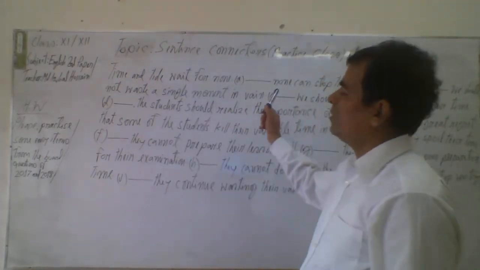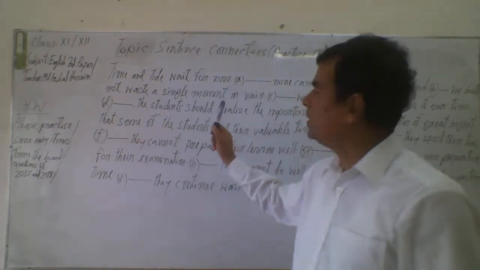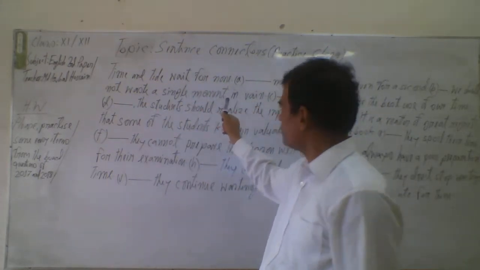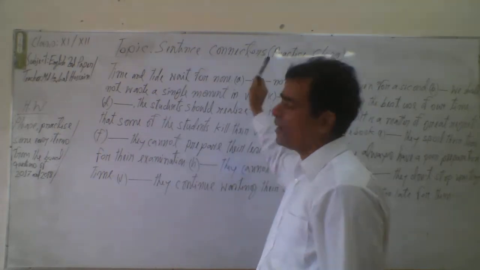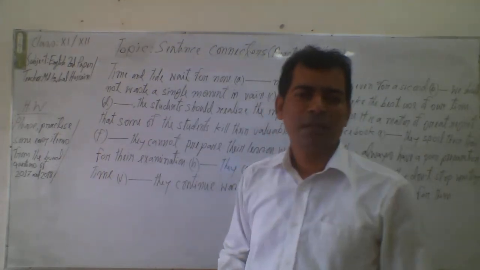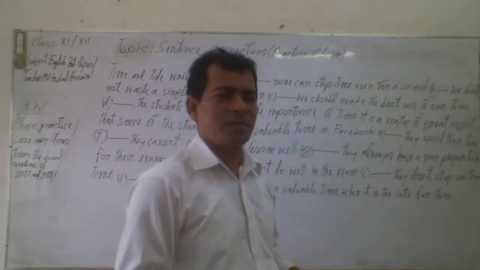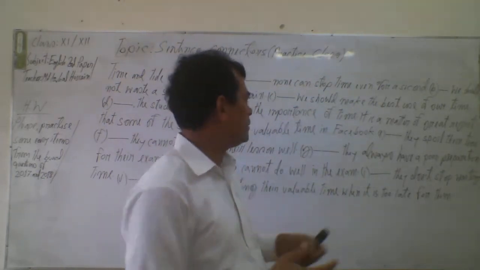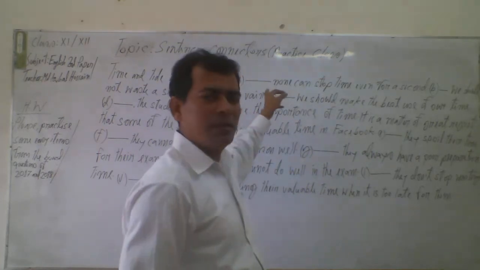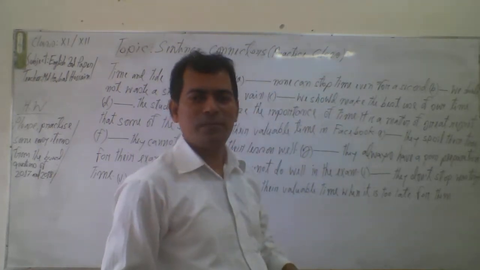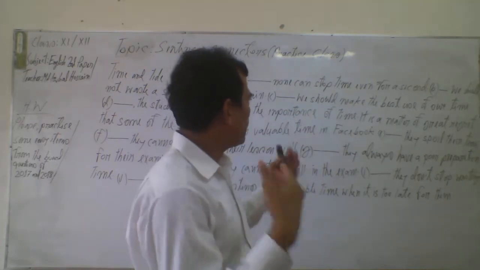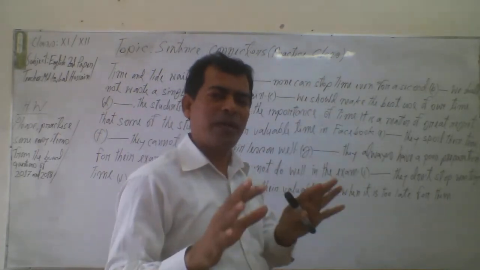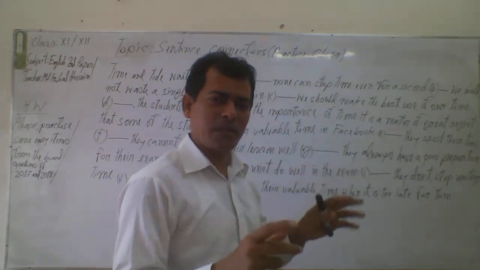Let's first read out the passage. First line: Time and tide wait for none. So here, what connectors can we use? Actually, or in fact, we have two connectors in our hands to use in this context.